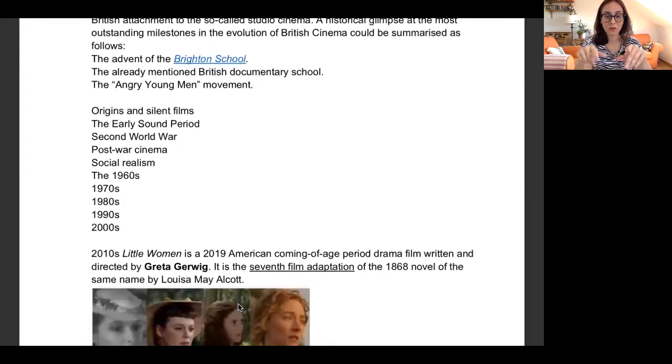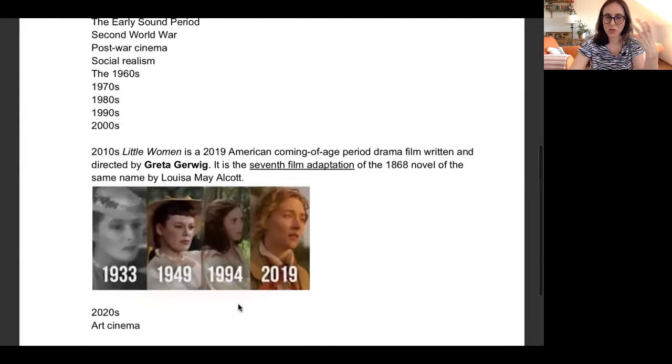Little Women was performed in 2019, and this is what I was commenting on before: although Little Women is an American novel, we know that recently the director Greta Gerwig has adapted this novel again. So as you can see, I'm showing you here four different adaptations of the novel into cinema, and you could remember that you could use this way of telling the story.